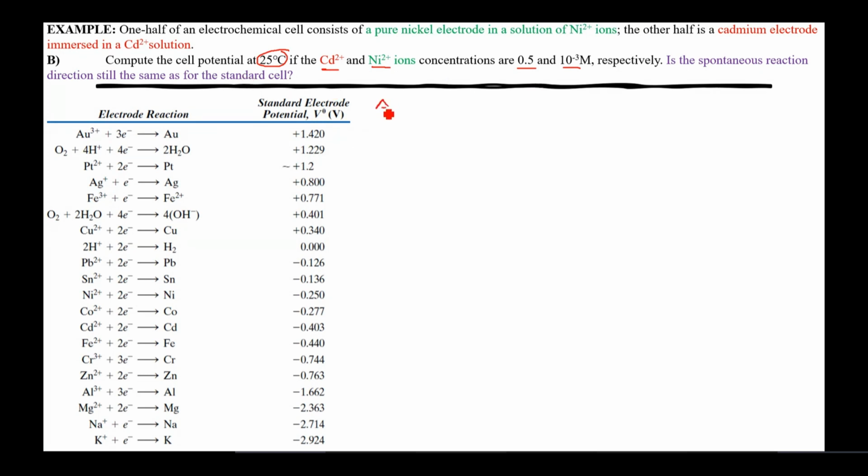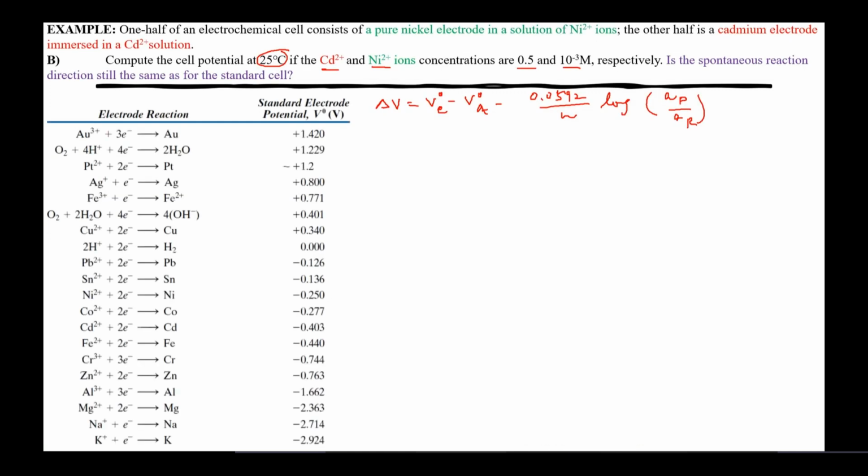If you want, I can write down the equation for you over here. For a non-standard cell, it is V cathode standard minus V anode standard minus, since it's 25 degrees centigrade, I would write it, activity of product divided by activity of reactant, and obviously the number of moles are considered to be 1 in this case.